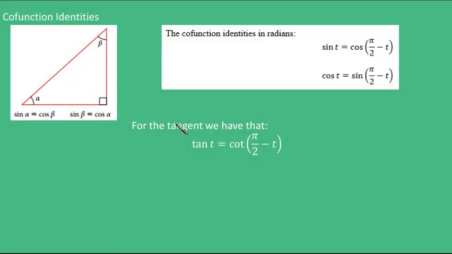Let's look at the tangent now and find its cofunction. So once again, let's call this h, this side p, and this side q. So what's the tangent of alpha? The tangent of alpha is the opposite, which is p, over the adjacent, which is q. Now what's the cotangent of beta? Well, the cotangent of beta is the adjacent over the opposite. Remember, the cotangent is the reciprocal of the tangent, so it's the adjacent over the opposite. And so that becomes, again, p over q. And so we see then that the tangent of an angle is equal to the cotangent of its complement. The tangent of an angle is equal to the cotangent of the complement of that angle. Now remember, to find the complement of an angle, it's simply 90 degrees minus that angle.